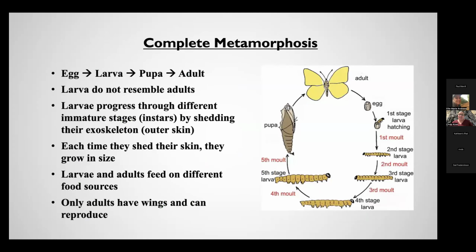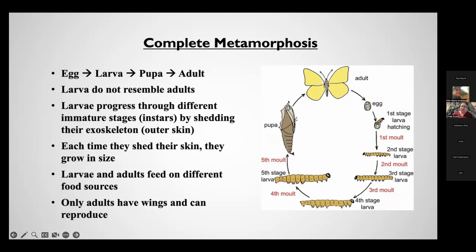Now let's talk about complete metamorphosis. You can see in the photo, the drawing here, an egg. It goes to the first stage larva, second, third, fourth, fifth, and then it will pupate. So this is a quiet time in which it's usually not moving.